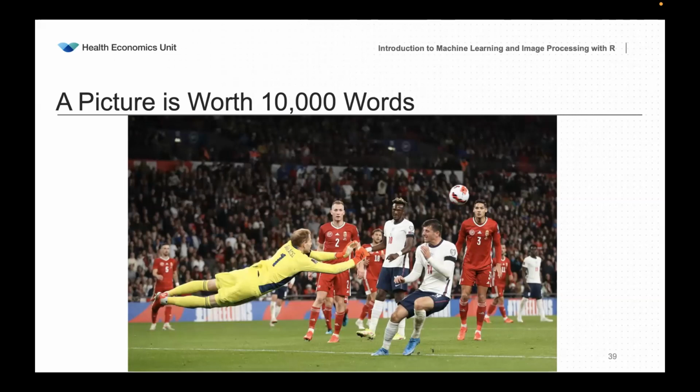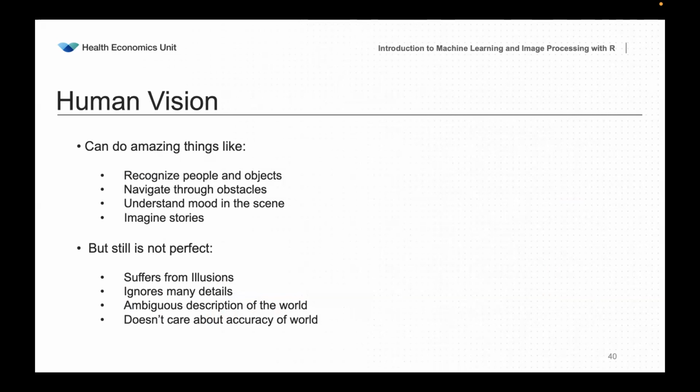If we first talk about human vision, we can do amazing things. For example, we can recognize people and objects based on our learning, navigate through obstacles, understand the mood in a scene and imagine stories. But there are still some limitations in human vision. For example, we can't tell if someone is suffering from an illusion. We ignore many details, and we are ambiguous in describing the world from our own perceptions. We don't care about the accuracy of the world, meaning whether we are all seeing the same perception, and whether that perception is actual or not.